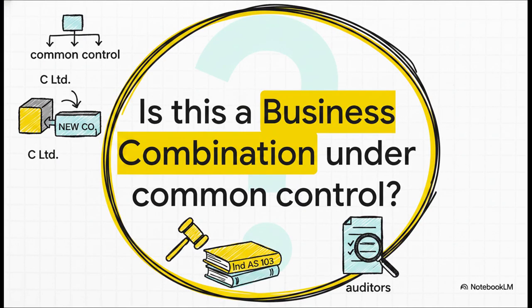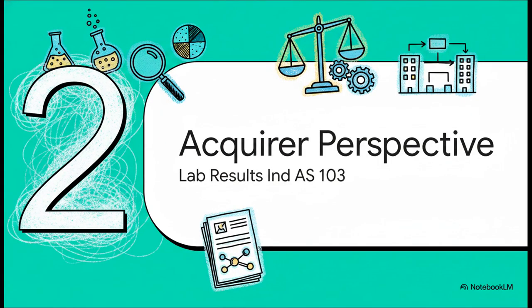Which brings us to the big question. If we're sitting in the seat of the auditors for C Limited, is this specific demerger transaction considered a business combination of entities under common control as per Ind AS 103? All right, moving to Section 2, the acquirer's perspective.